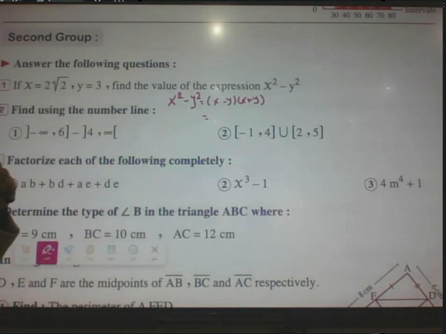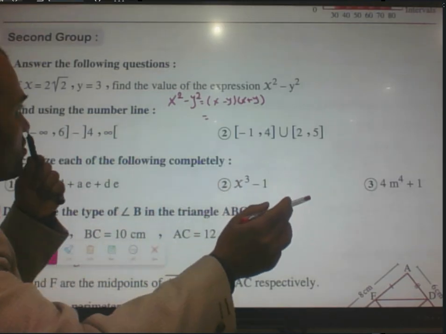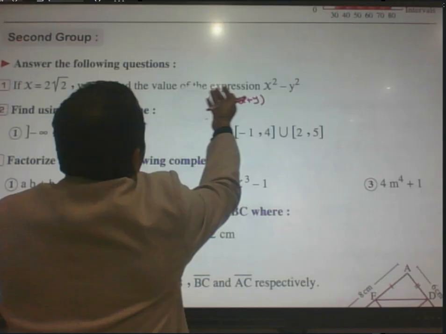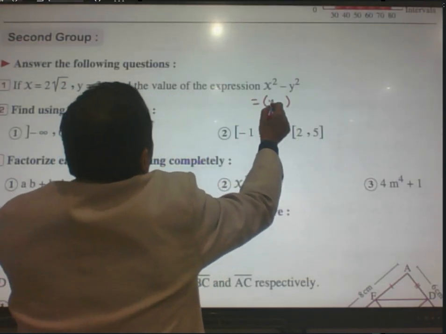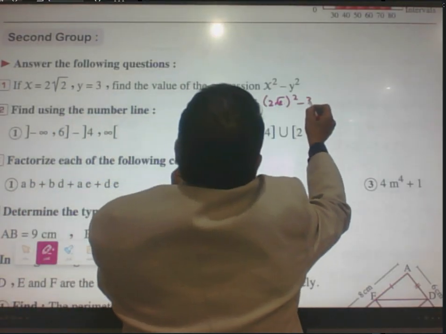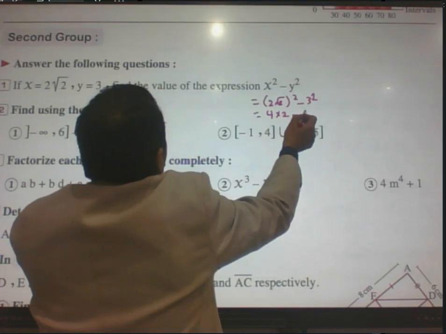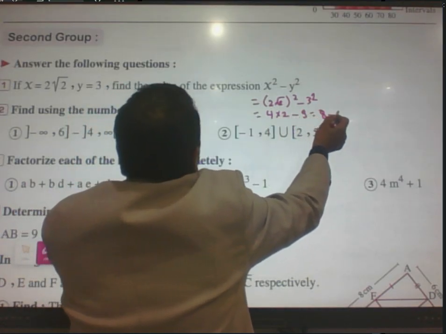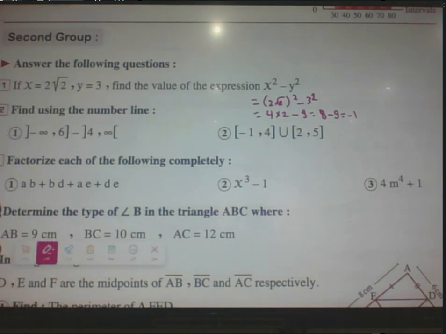Okay, you can find also first power 2 and second power 2 and find the difference, or factorize like this. Okay, so you can write in one step 2 root 2 power 2 subtract 3 power 2. 2 power 2 is 4, root 2 power 2 equal 2, and 3 power 2 is 9. 2 times 4 is 8, 8 minus 9 equal negative 1. Then the answer will be negative 1.